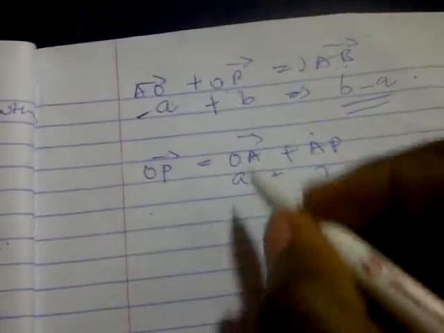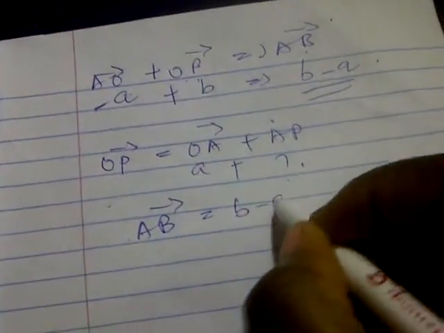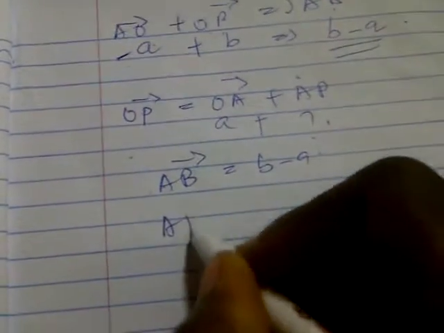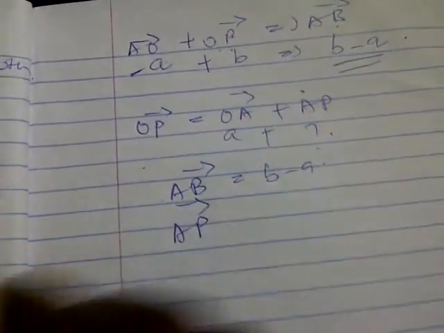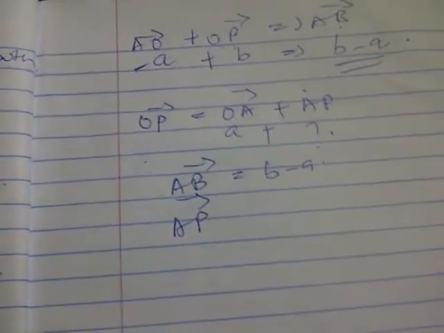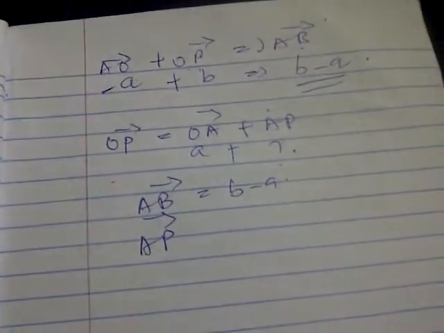Okay, now we already know that AB is B minus A. Okay, that's the first answer we got. B minus A is AB. Okay, so we know that AB is B minus A. Okay, now AP, A heading to P. Okay, the same direction. Now the magnitude is going to change. We're told that it's 3/5 over the total of 5.